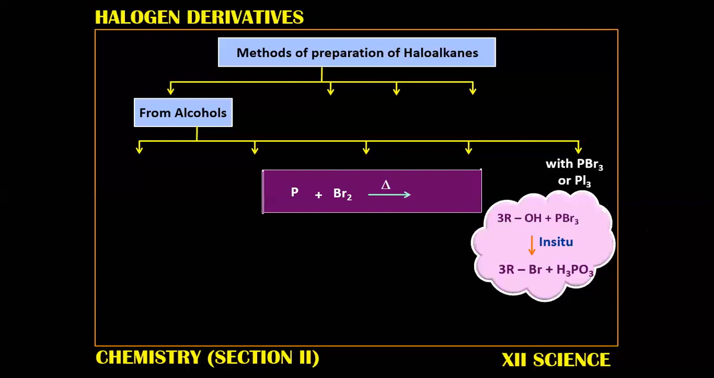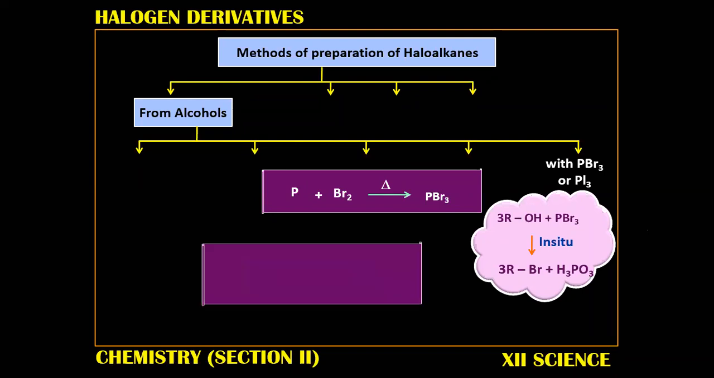Red phosphorus when heated with bromine gives you tribromide. You have to write this reaction first. Phosphorus with bromine gives you tribromide, and to this we add alcohol. So we get alkyl bromide. So here it is a two-step reaction instead of one step. If you write only one step, you don't get marks. You have to write both the reactions. First show this and then the other reaction.